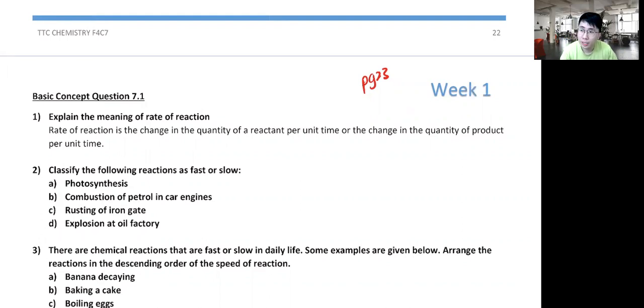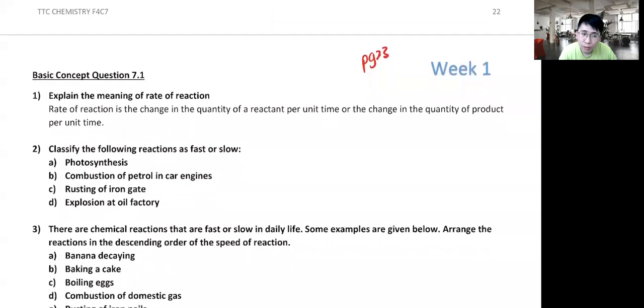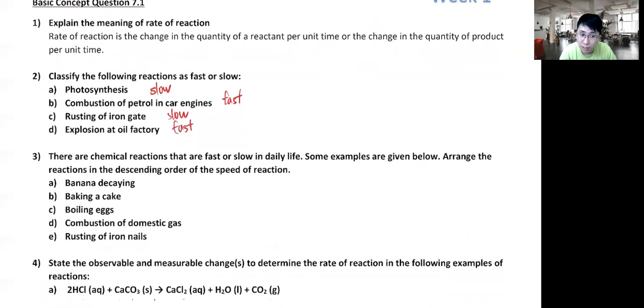Okay, per unit time. And then number two, classify the following reaction as fast or slow. I believe this is very simple. Photosynthesis takes hours, slow. Combustion, burns very fast, fast. Rusting, slow. Explosion, fast. So I'll say it's quite simple to understand.